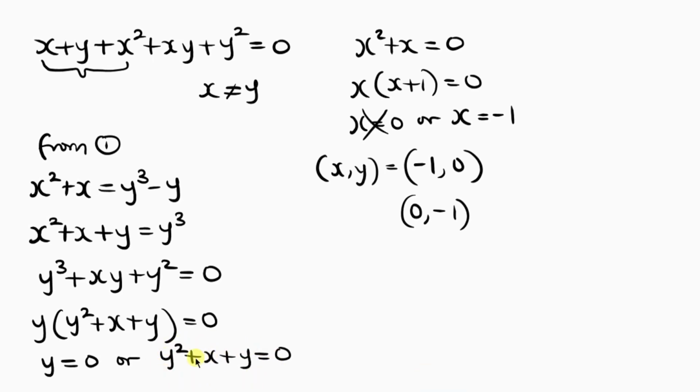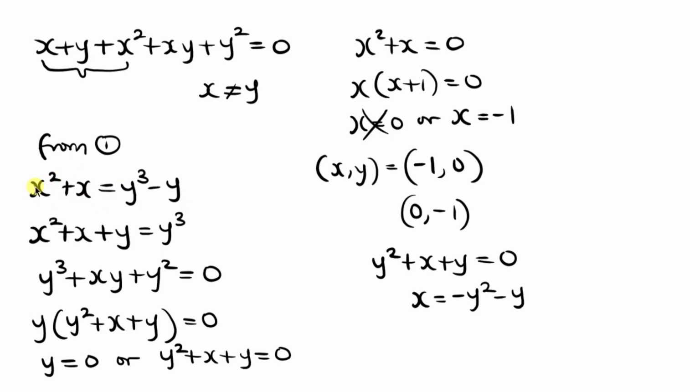Now let's focus on this other case. So for this other case, let me write that here. So we have y squared plus x plus y equal to 0. So now let's make x the subject. So making x the subject, I'm going to be having x equal to negative y squared minus y.